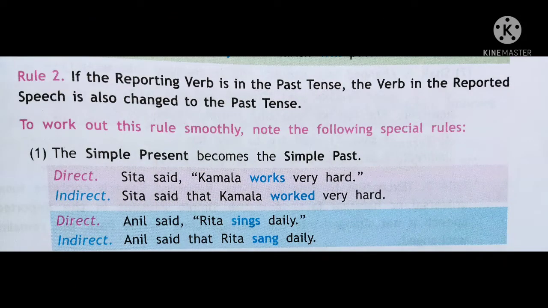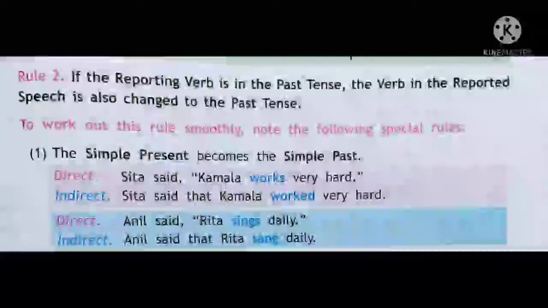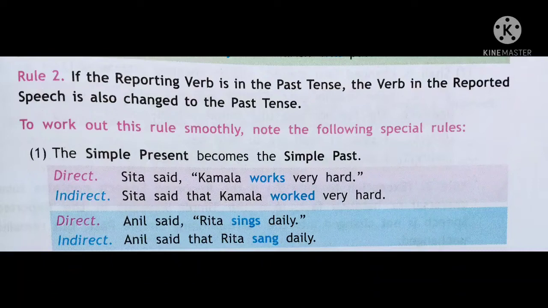Rule number 2 now. If the reporting verb is in the past tense, the verb in the reported speech is also changed to the past tense. To work out this rule smoothly, there are some special rules related to it. We will discuss all the specific rules. When the reporting verb is in the past tense, then the verb in the reported speech is going to change to the past tense only. Let us see the first one.